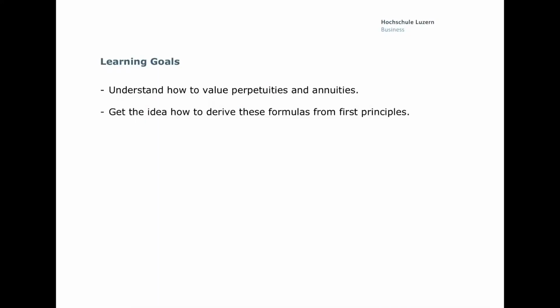The learning goals of this session are that you understand how to value perpetuities and annuities and get an idea how to derive these formulas from first principles.